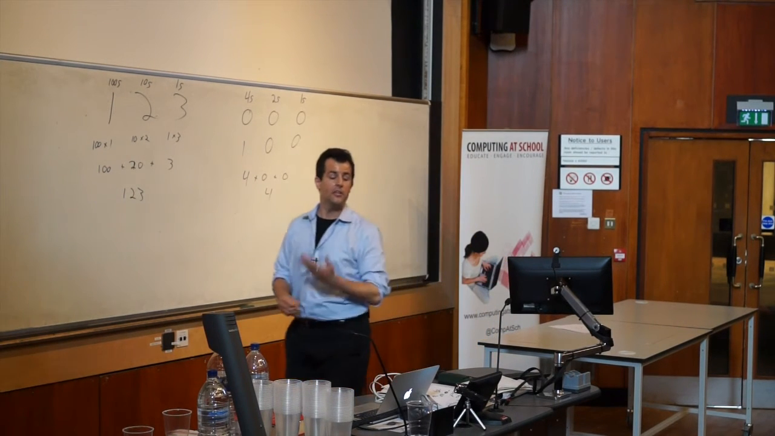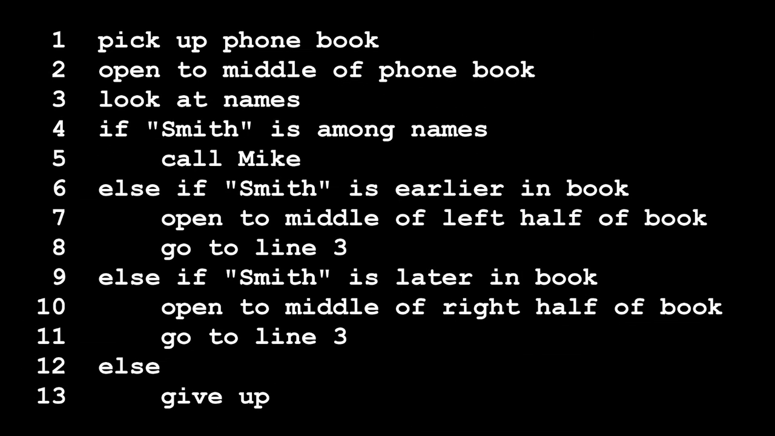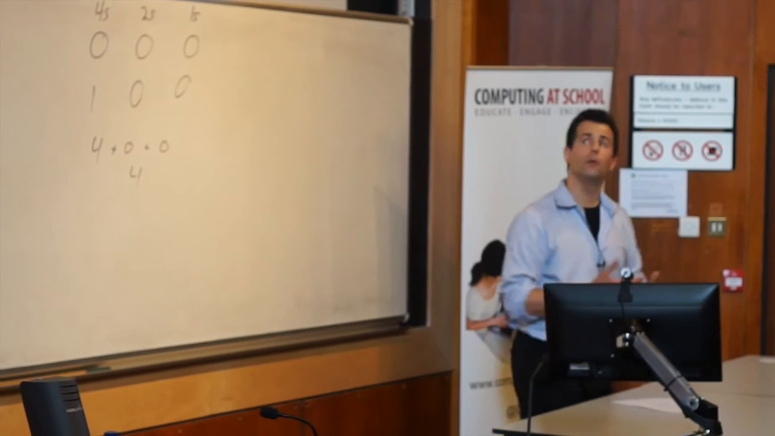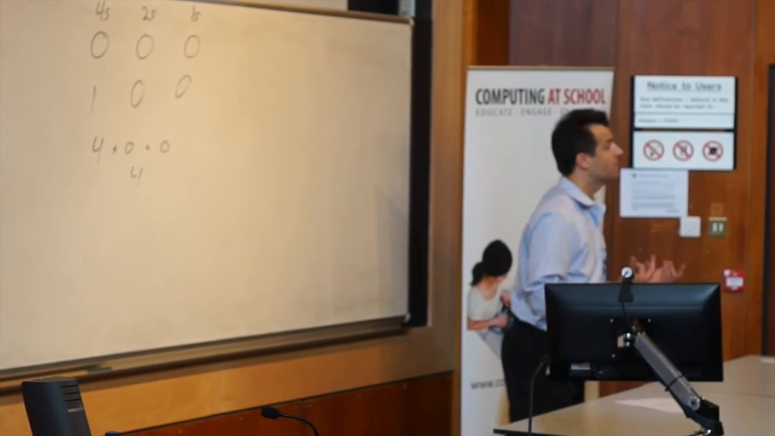And we might do it in this way. Step 1, pick up the phone book. Step 2, open to the middle of the phone book. Step 3, look at the names. 4, if Smith is among names, call Mike. Else, if Smith is earlier in the book, open to the middle of the left half of book, go to line 3. Else, if Mike is later in the book, open to the middle of the right half of the book, go to line 3. Else, give up.